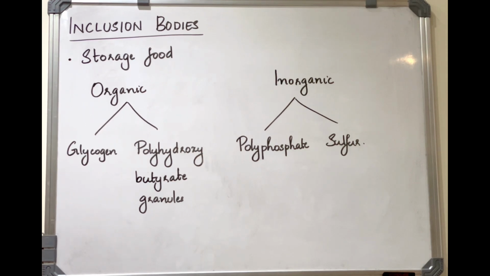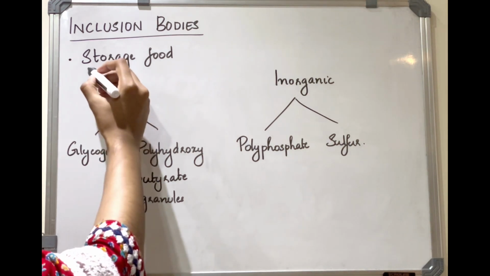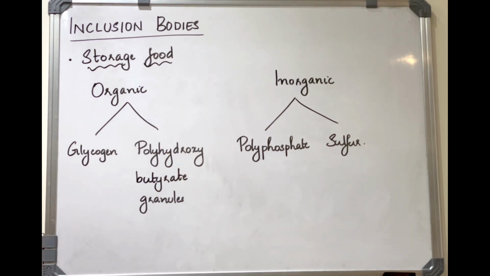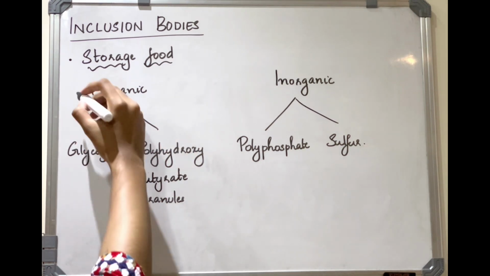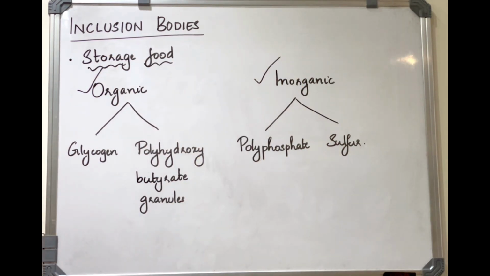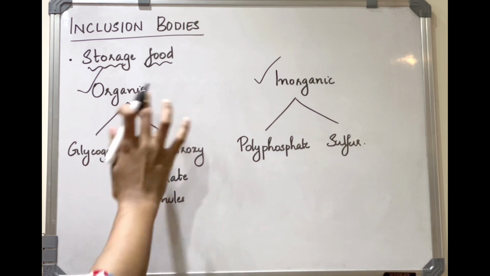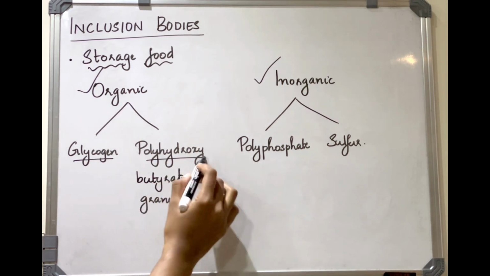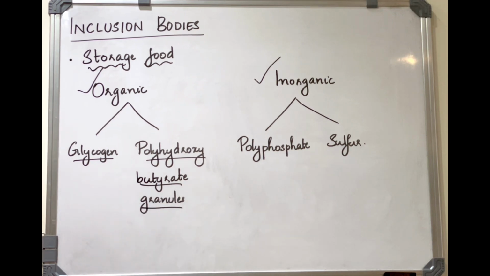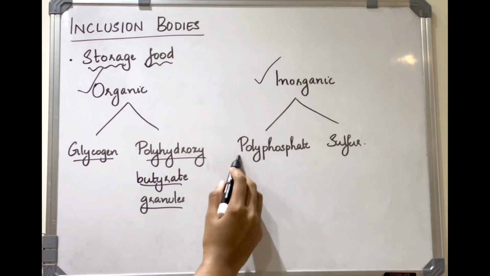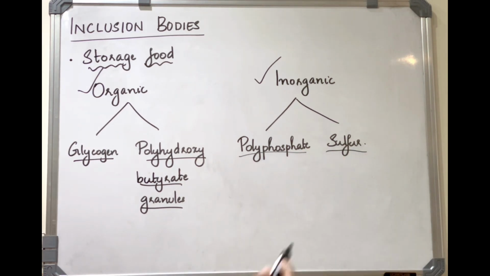Inclusion bodies. Inclusion bodies are believed to be storage food. So there are mainly two types of inclusion bodies, organic inclusion bodies and inorganic inclusion bodies. Organic inclusion bodies contain glycogen or polyhydroxybutyrate granules. Inorganic inclusion bodies contain polyphosphate or sulfur granules.